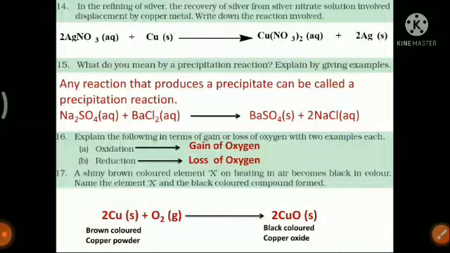If you have to write the reaction, you have to understand that the reaction is taking place between silver nitrate and copper. And what reaction? Displacement reaction. From the reactivity series, you can see copper is more reactive than silver. So silver will be obtained as a solid metal and copper will form a compound with the nitrate.